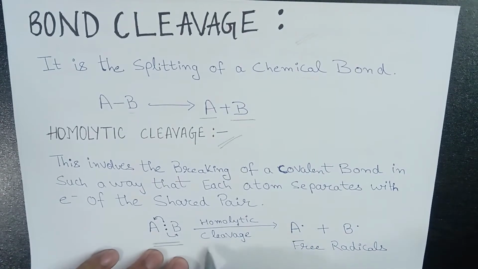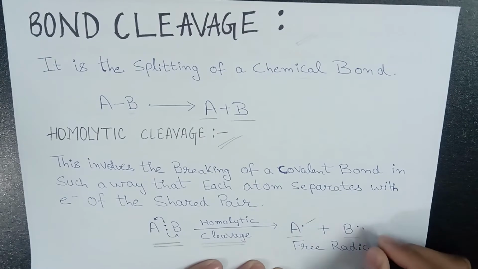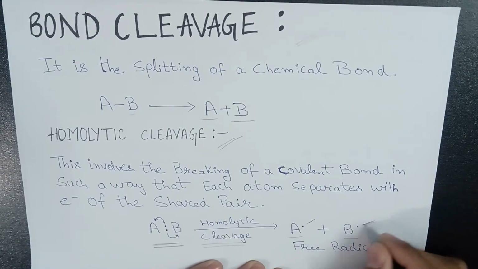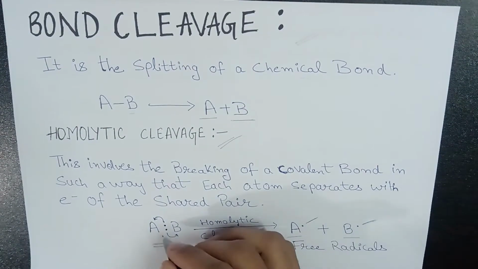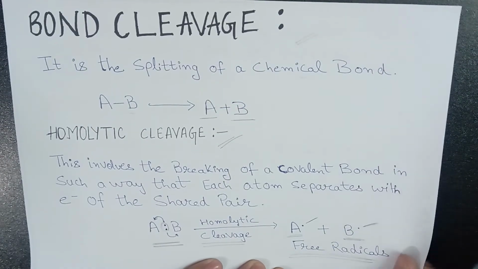So the homolytic cleavage takes place, and this leads to dissociation of these two atoms, A and B, each having a single electron with it, which they get from this electron pair, and which leads to the formation of free radicals as well. So these are nothing but the free radicals formed.